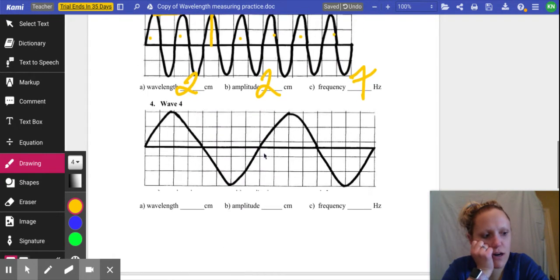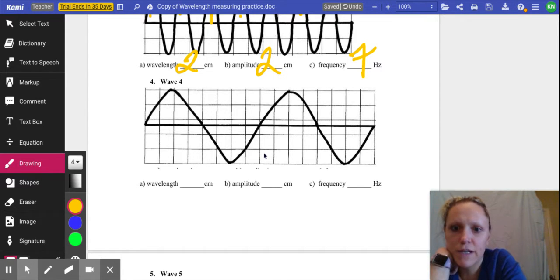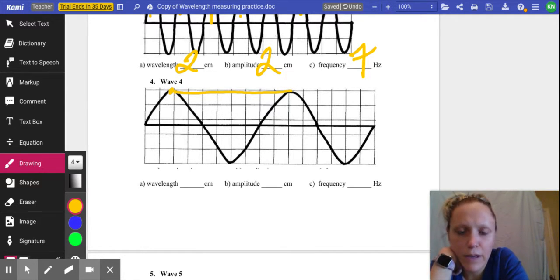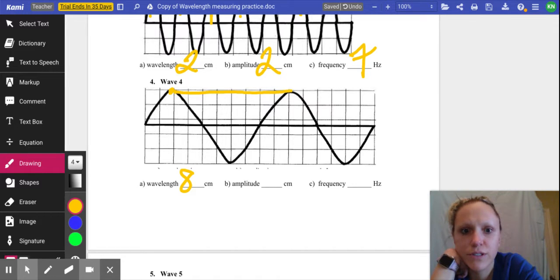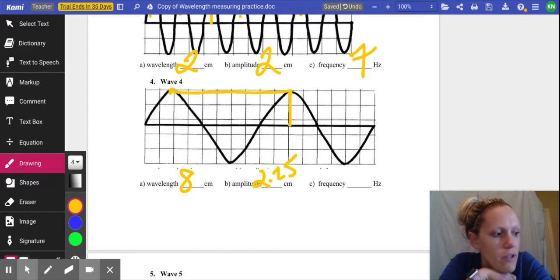Wave 4. So this one's a little bit of a trickier one. Okay. So I'm going to be looking for my peak. And then I'm going to count the number of boxes. 8. Is that what you got? Okay, so 8 centimeters. Okay, my amplitude. Okay, and so this is not a complete 2, it's a little bit bigger than 2. So I'm going to say it's 2.25, or 2 1/4.